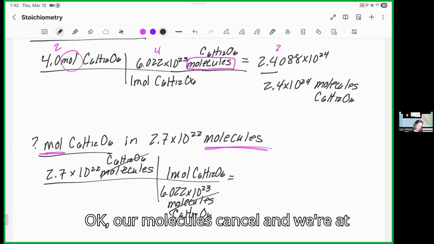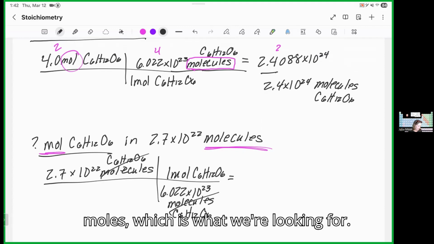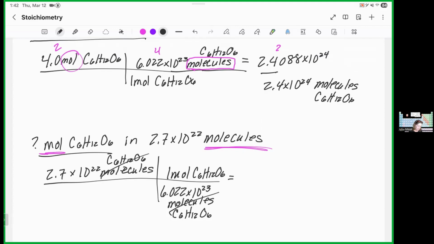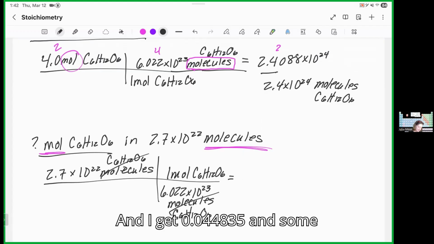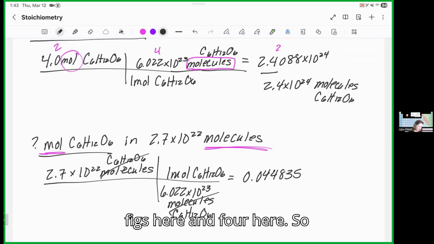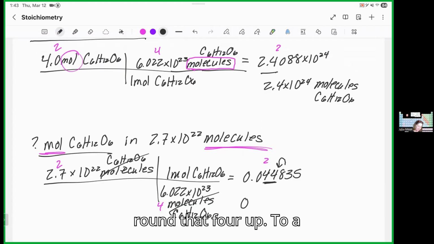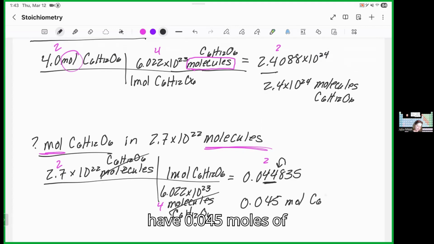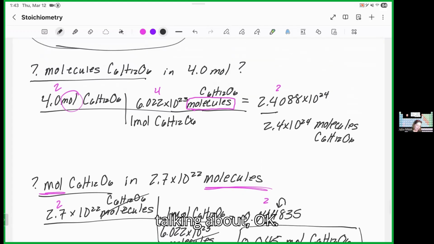Okay, our molecules cancel, and we're at moles, which is what we're looking for. Let me do that math real quick. And I get 0.044835 and some numbers. So I've got 2 sig figs here and 4 here. So I'm going to go with 2 sig figs in my answer. So those 2, the 8 is going to round that 4 up to a 5. So I have 0.045 moles of C6H12O6.